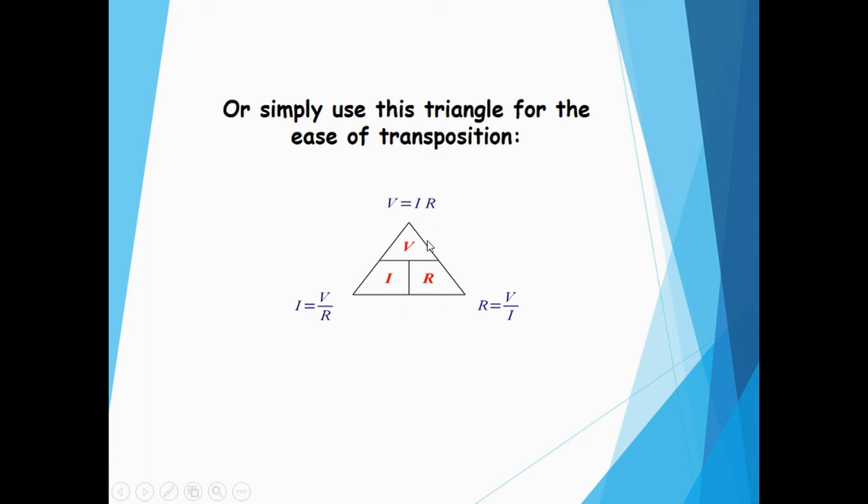You use what we call Ohm's Triangle: voltage on top, current here, and resistor there. So if you're looking for voltage, it's current times resistor. That's the formula. If you're looking for resistance, that's voltage divided by current. If you're looking for I, then it's voltage divided by R. So that's a simpler way of memorizing the Ohm's Law formula.